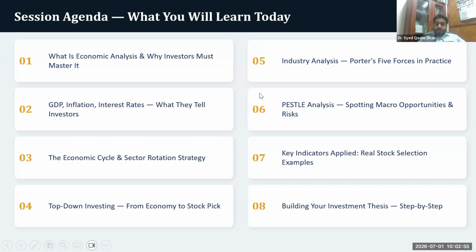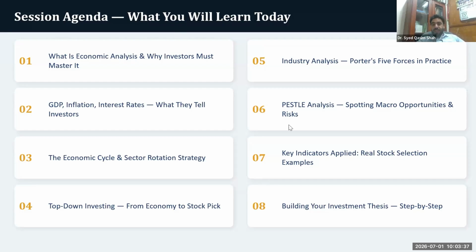This is the agenda of today's session. We will talk about what economic analysis is and why investors must understand it. Different terminologies related to the economy that investors need to understand, like GDP, inflation, and interest rate, and how they are linked with investment decisions. Economic cycles and sector rotation strategy, and how we can use it in stock investment to pick stocks. That is the top-down investing strategy, from the economy to stock picking.